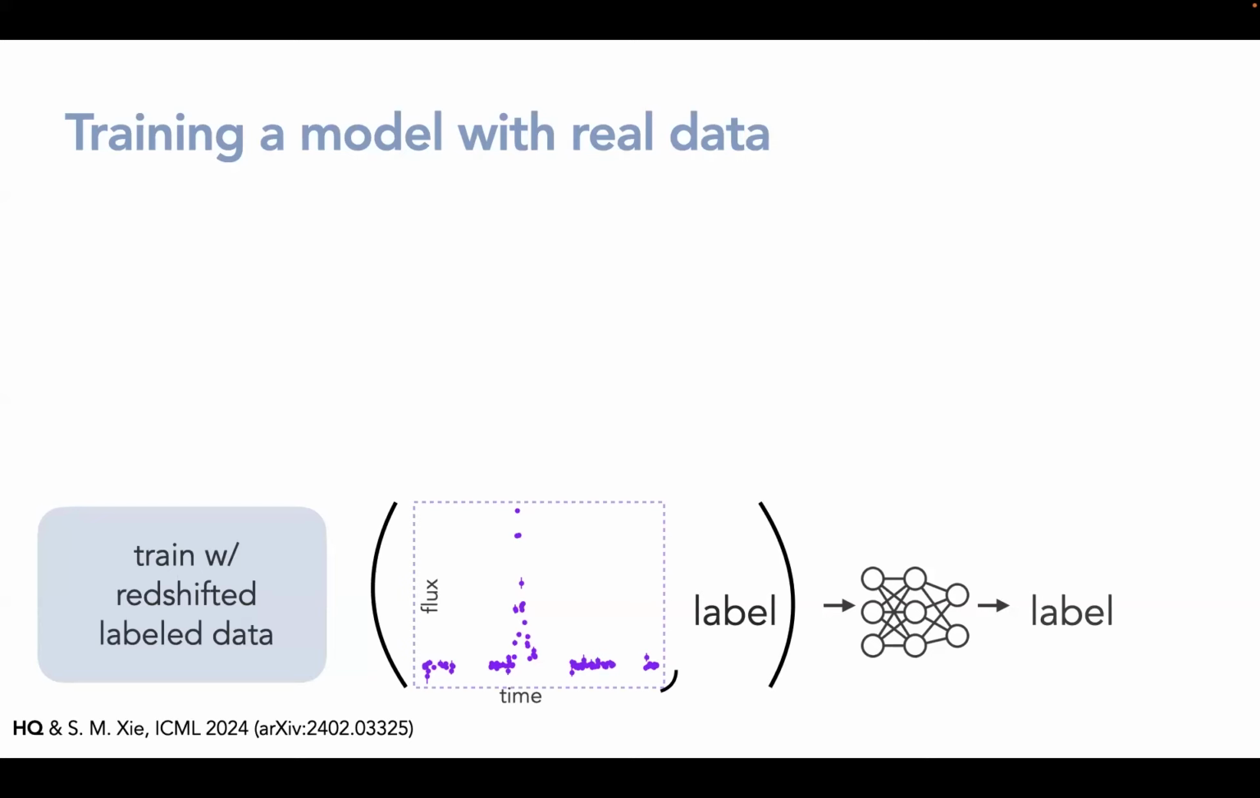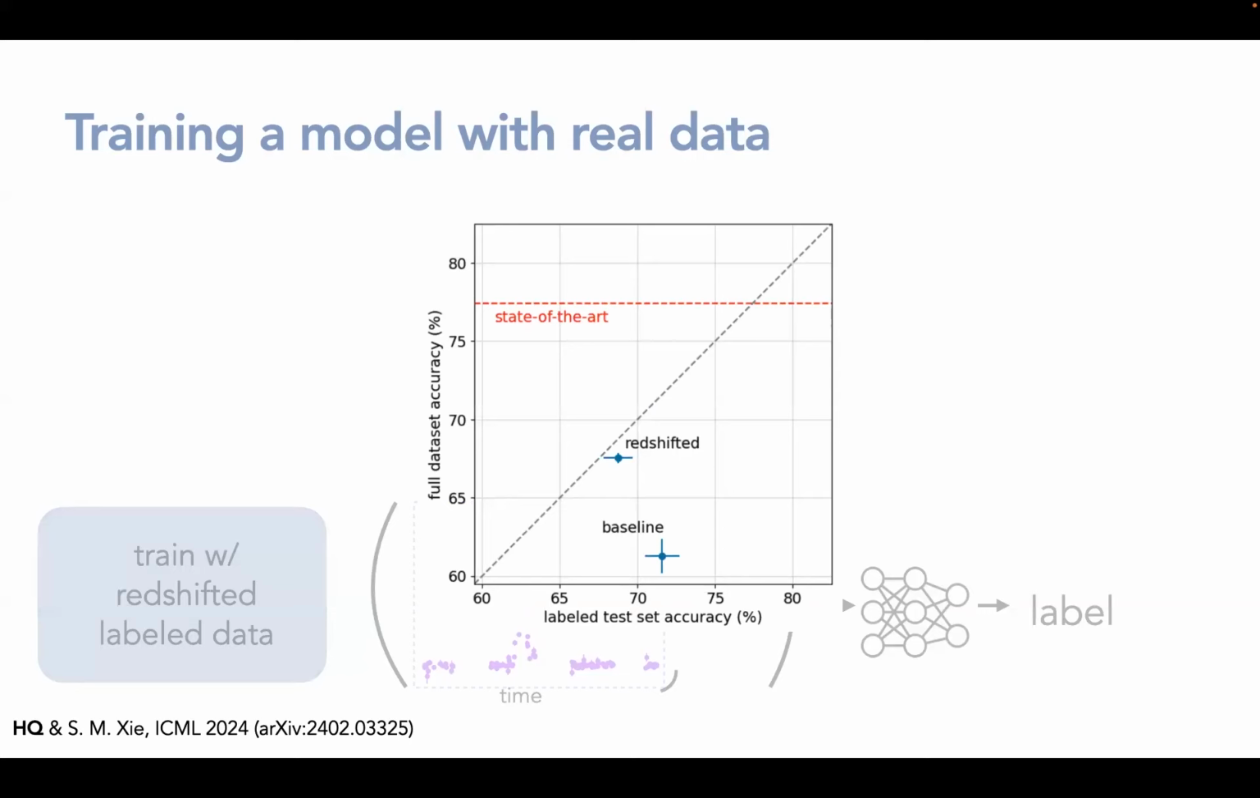Okay, so what happens if you take this augmented data set and train a model with that? Now I've added a new point on this plot called redshifted. And clearly we've made some improvements. Now we're at like 7% or whatever. And that is because we solved one of the problems that I mentioned, which is that we have this mismatch between the redshift distributions of the training and the test set.